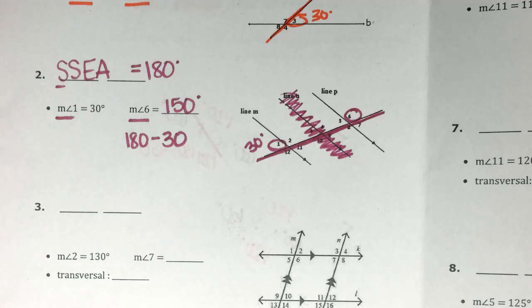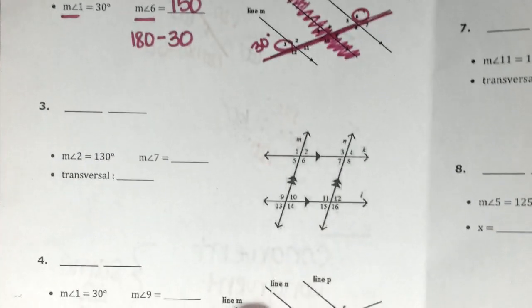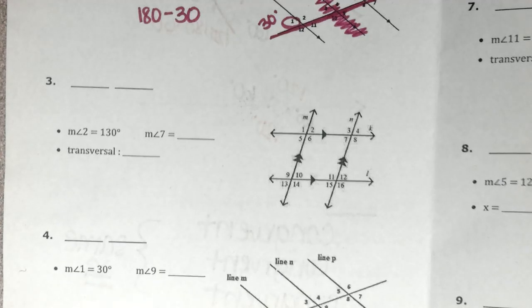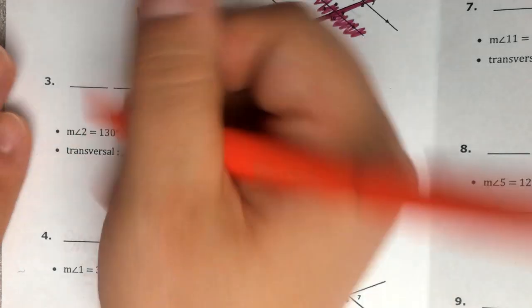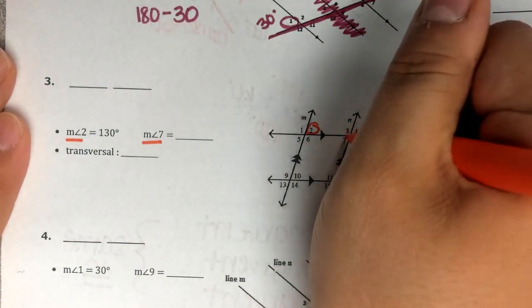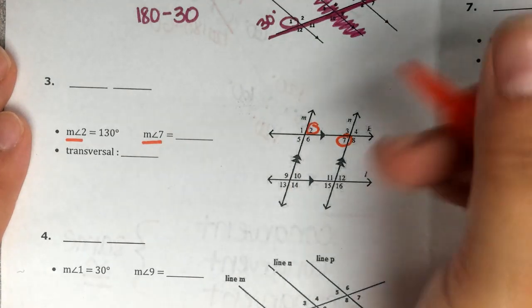Number 3. Number 3 looks a little crazy. Why? Because it's like how many lines are here? It's extra. There's 4 lines. It doesn't matter. Do the same things. What angles am I dealing with here? 2 and 7. Circle 2, circle 7. What do I not need?